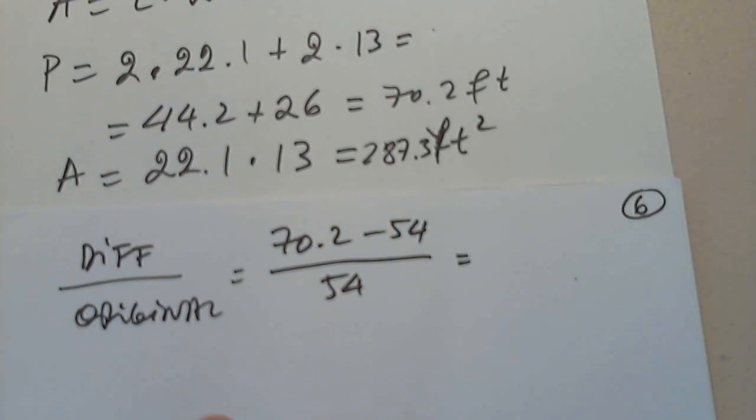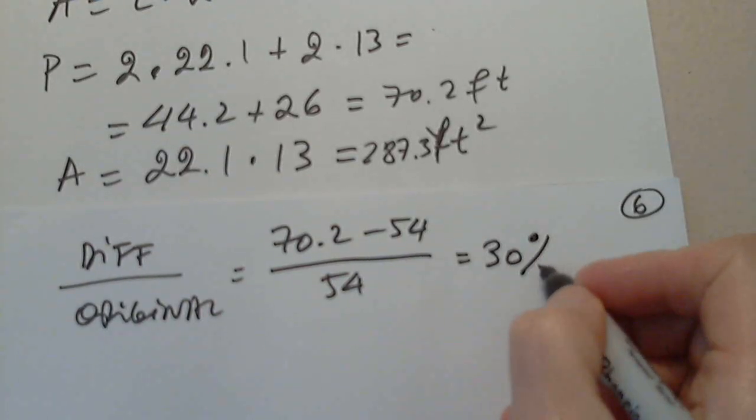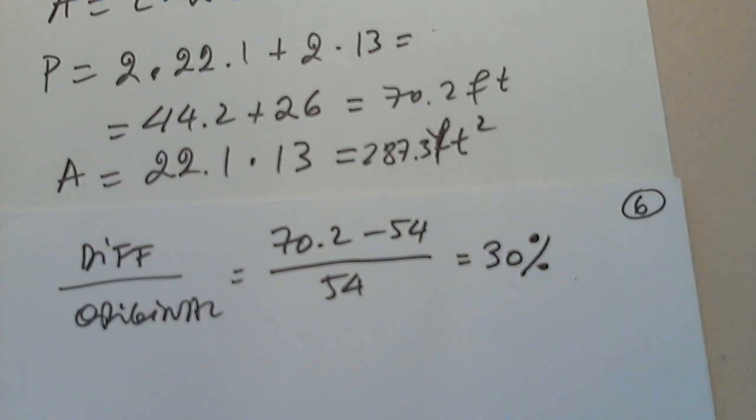Be very careful how you enter this in the graphing calculator, because if you do not enter it the way I show it to you, as parentheses, 70.2 minus 54, that's the increase, close. And now you divide by 54. If you don't put parentheses, the calculator will only calculate 54 over 54. So this is, as expected, a 30% increase.